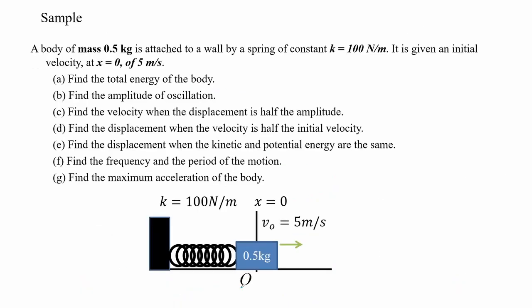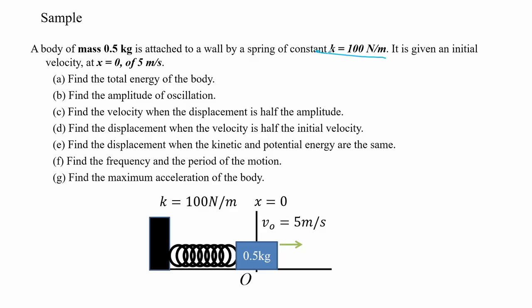Here we have an example. A body of mass 0.5 kilograms is attached to a wall by a spring of constant 100 newtons per meter. It is given an initial velocity, at x equal to 0, of 5 meters per second. Letter A, find the total energy of the body.